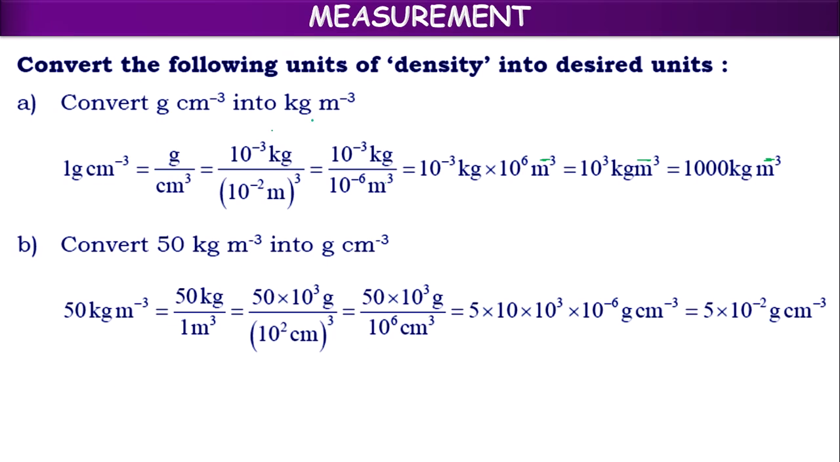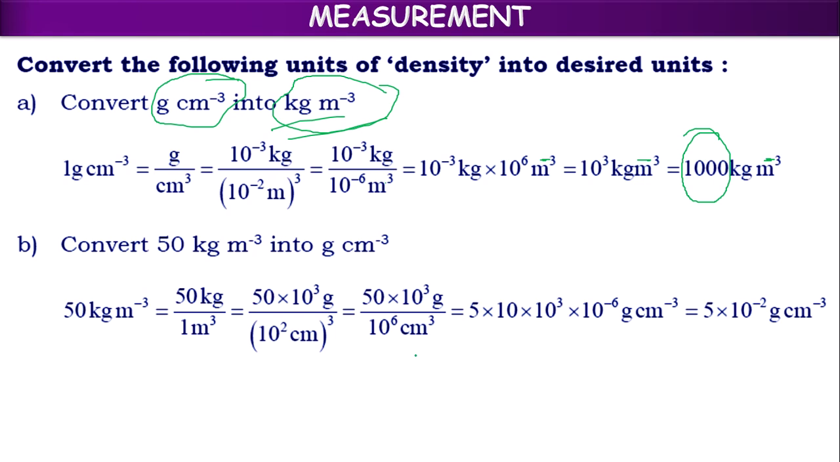Like that we can convert. So 1 gram per centimeter cube equal to 1000 kg per meter cube. We have to remember this value, children. If you remember this value, you can solve any problem directly without all these calculations.